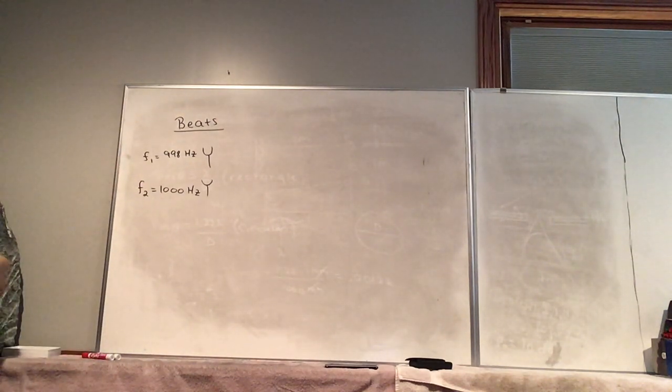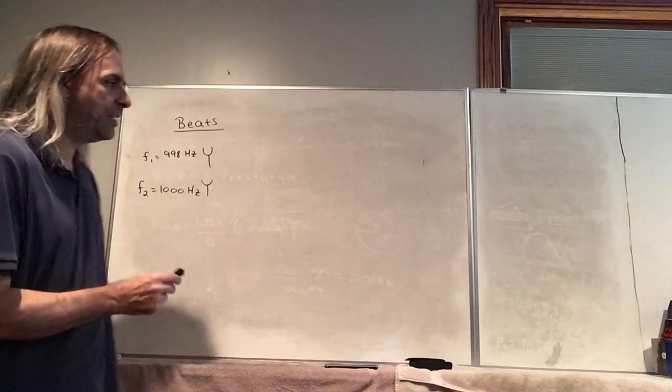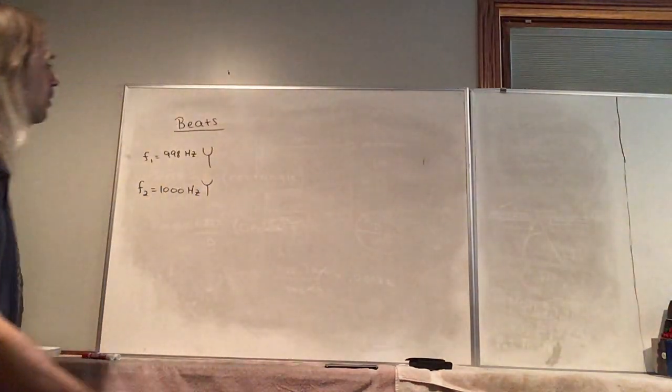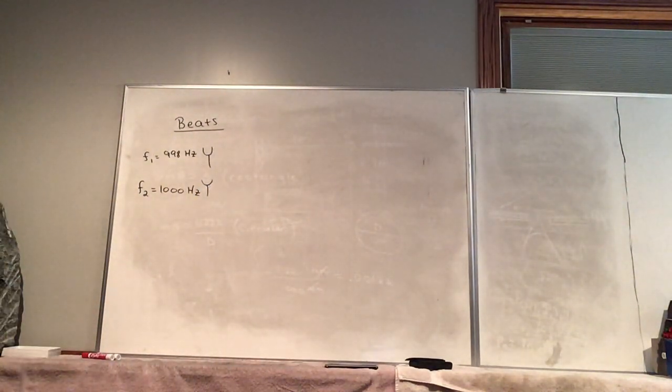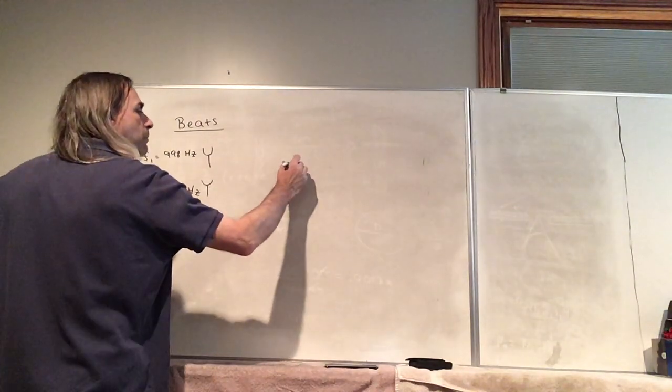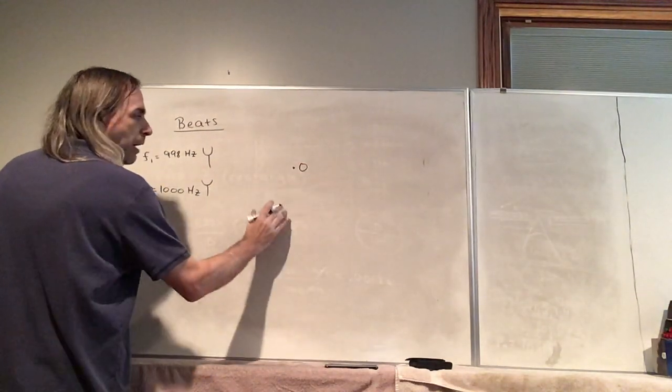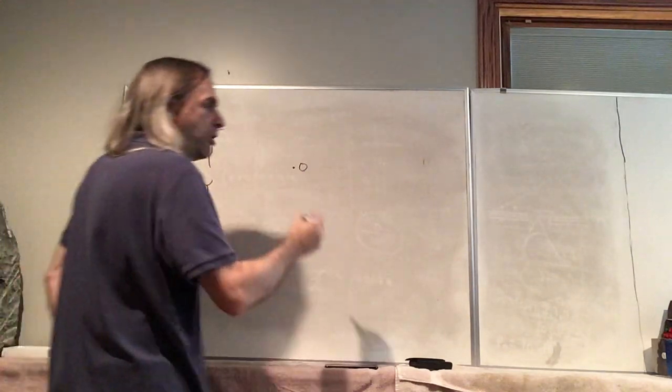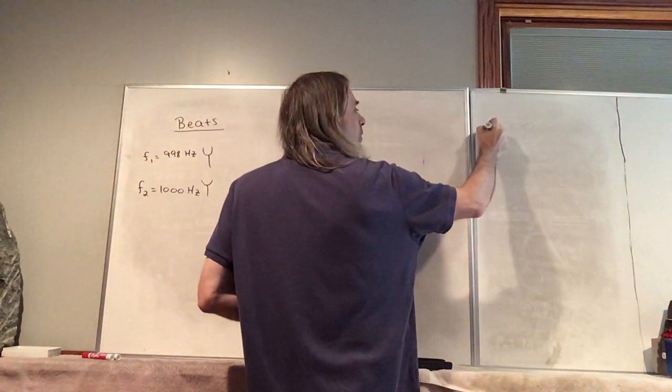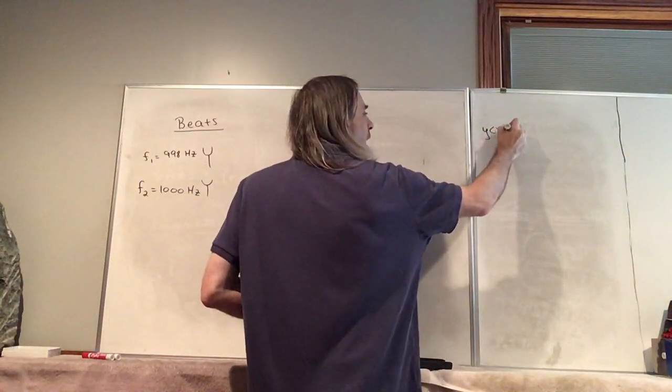However, their frequencies are a little bit off. And what is the effect of that going to be? That leads to this very interesting phenomenon called the beat frequency. And so let's say we have an observer here. And remember our wave in general, it's a function of x and t.